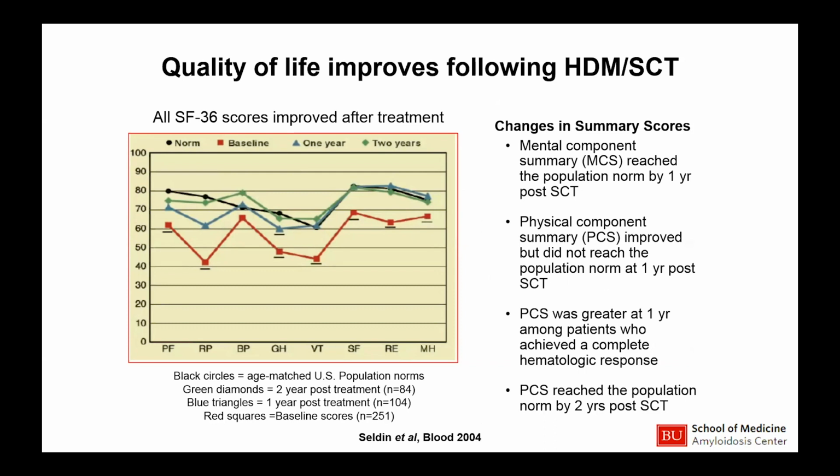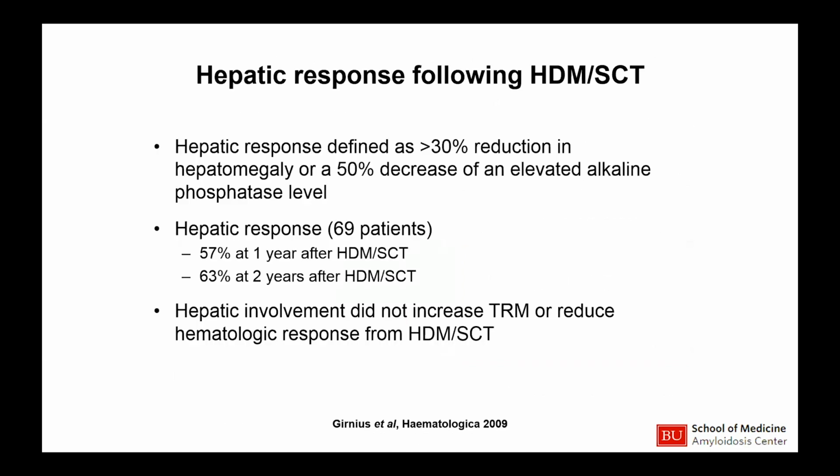Mental component summary and physical component summary of SF36 improved and reached the population norm by 2 years following stem cell transplantation. Big livers also shrank following stem cell transplantation. Hepatic response, defined as greater than 30% reduction in enlargement of the liver or a 50% decrease of an elevated alkaline phosphatase level, occurred in 60% of the patients following stem cell transplantation.